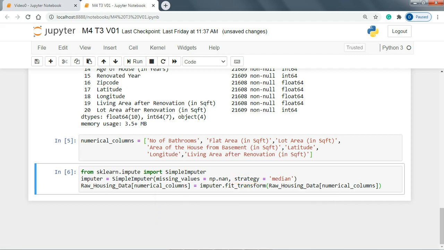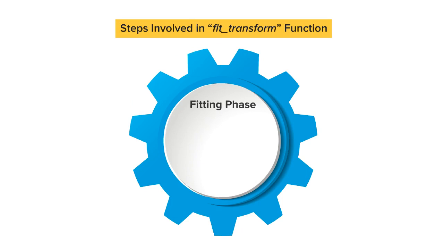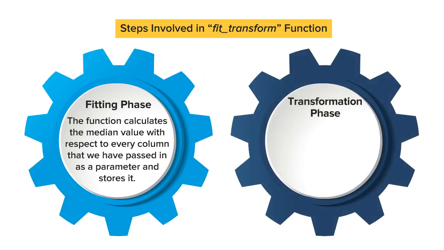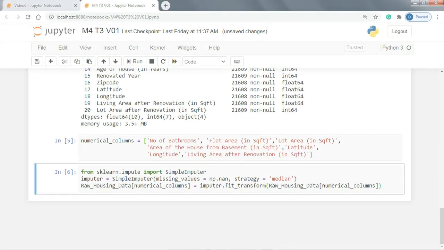Now that we have instantiated our imputer, we use it to impute all the numerical columns of raw_housing_data. In this line, we call the function fit_transform using the imputer instance that we have just created. We are passing the numerical_columns of the raw_housing_data to this function. Now, the function fit_transform is a two-step function. During the fitting phase, it calculates the median value with respect to every column that we have passed in as a parameter and stores it. In the transformation phase, the function does the actual action of locating the missing values and imputing them using the median strategy. So let's run this cell.